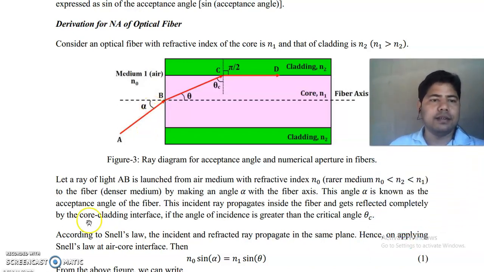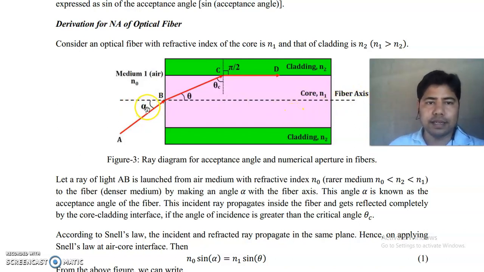Let a ray of light AB be launched from air medium with refractive index n naught. This n naught is lesser than n2, and n2 is lesser than n1. And let us consider that this AB ray makes an angle alpha with the fiber axis.